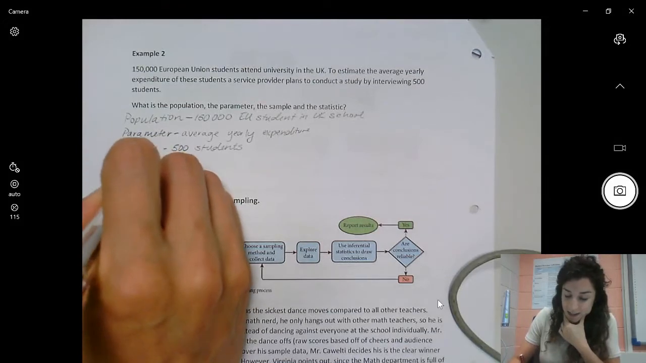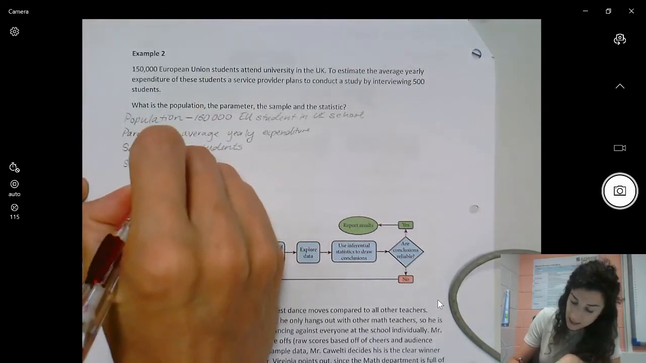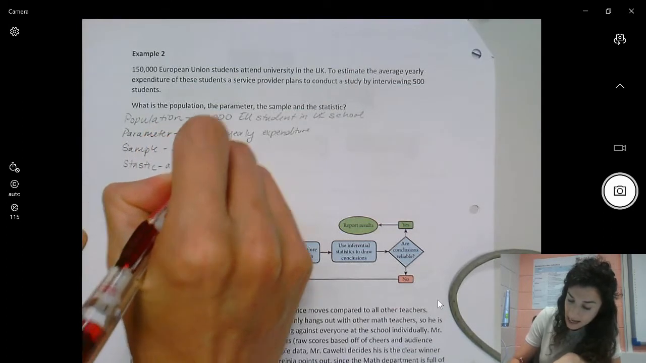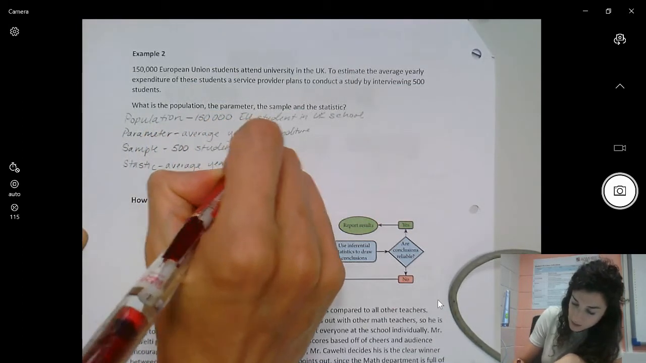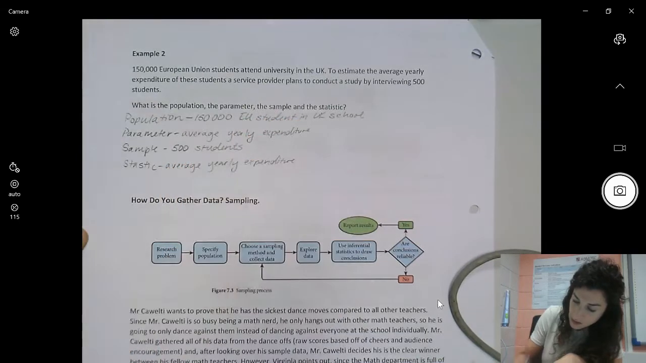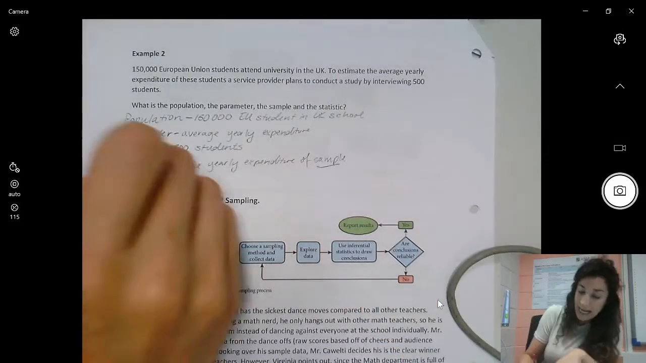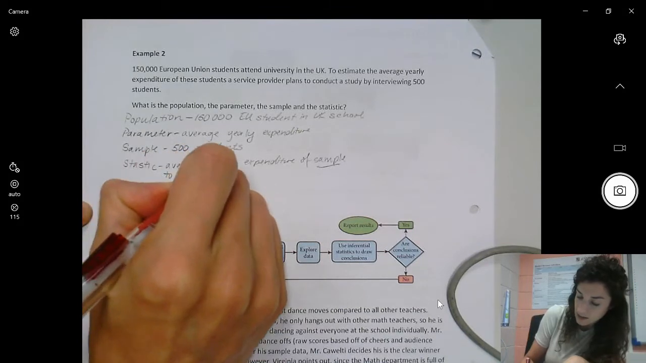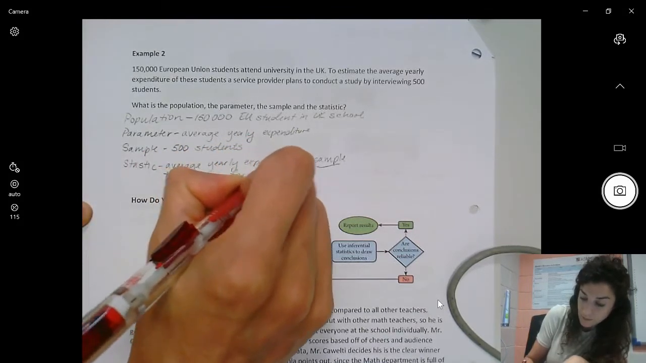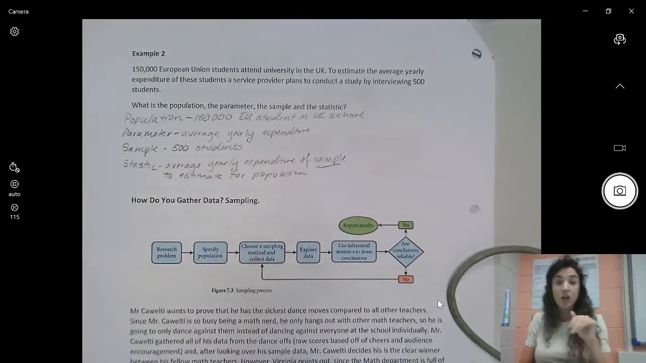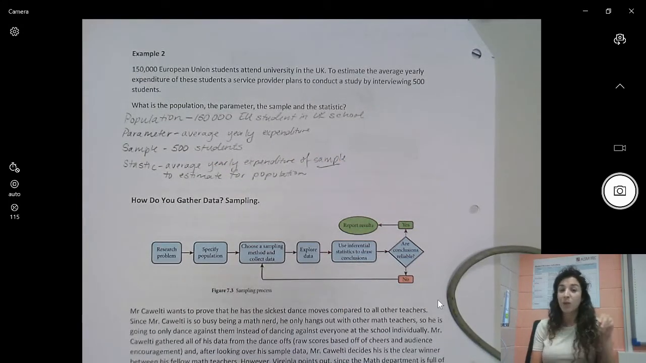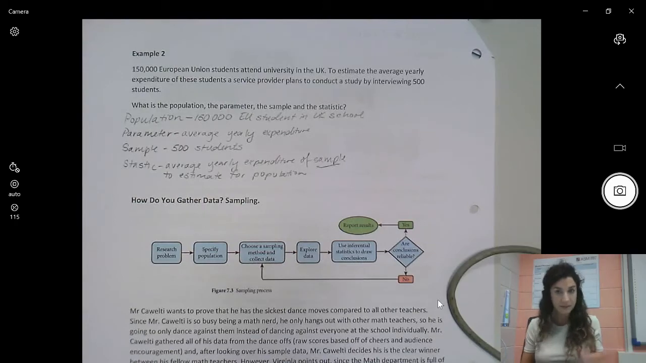The statistic there is that you find the average yearly expenditure of the sample to estimate for the population. We don't actually know what the average yearly expenditure is for the entire population, but we have information about 500 of those students, and we feel like we have enough information in order to then make a general consensus about what the rest of the population is experiencing. So there we go.